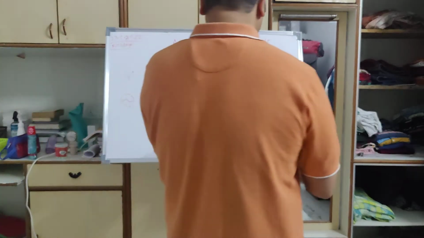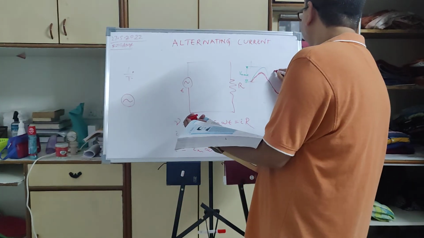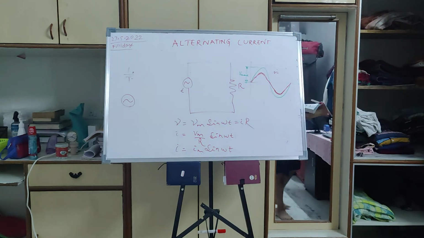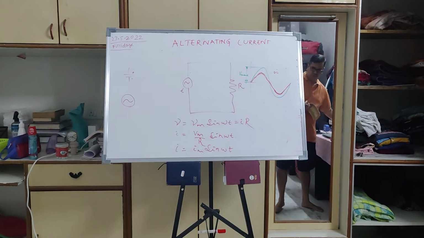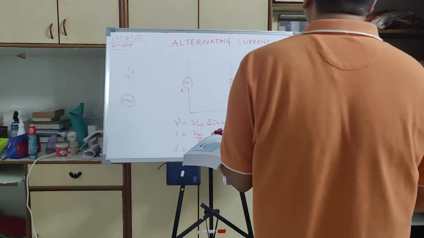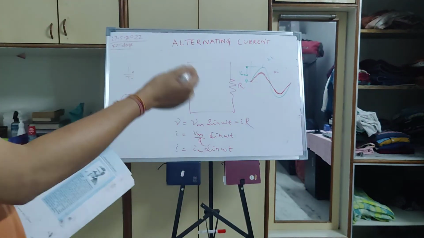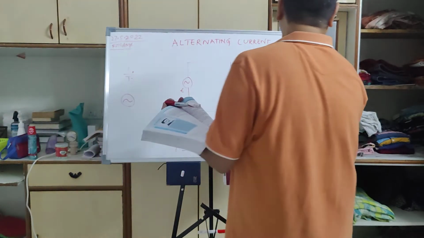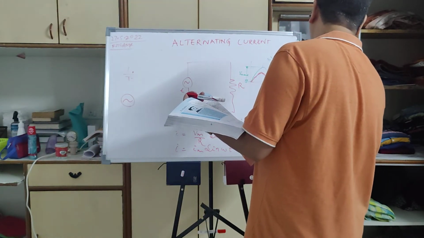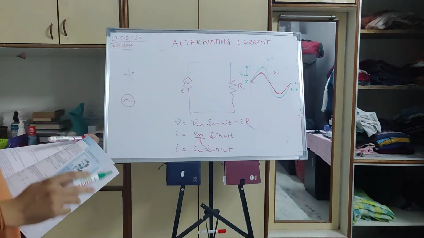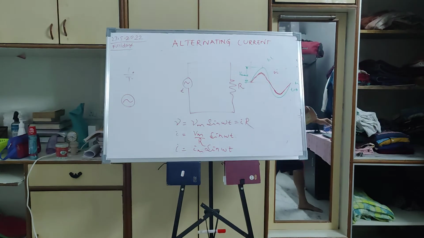So this red one is your current, okay? Whereas this green one is your voltage. So this sine wave, the green sine wave, represents the variation of voltage with time, whereas the red one represents the variation of current with time, okay?